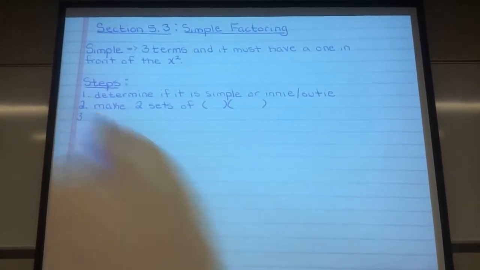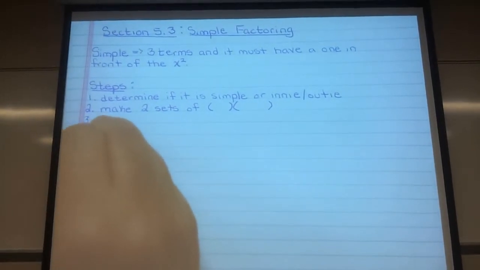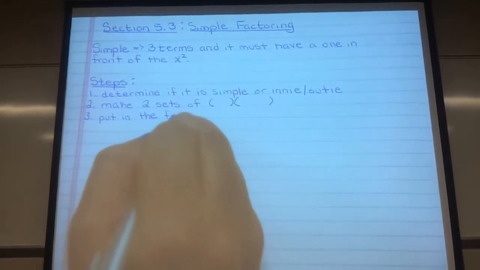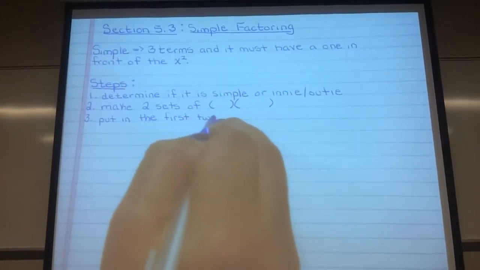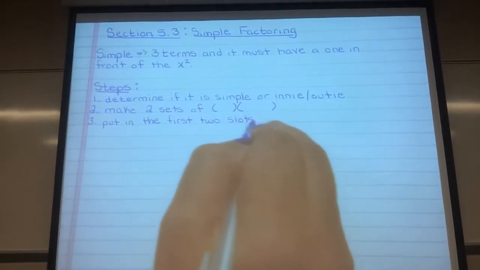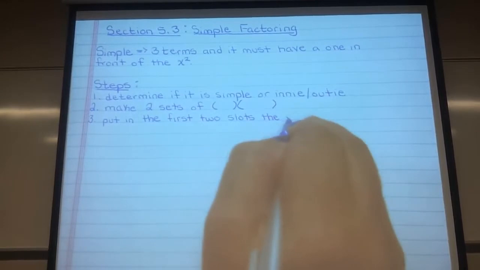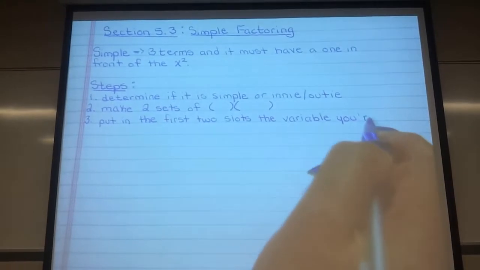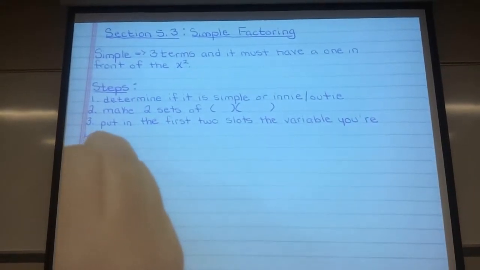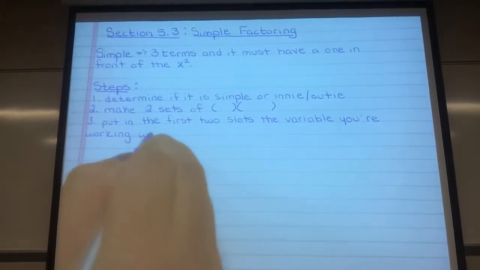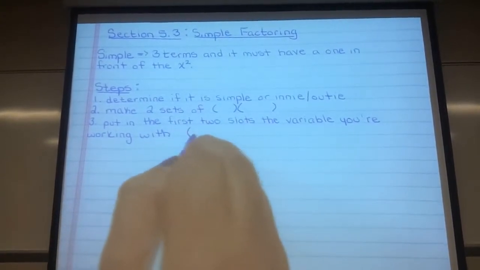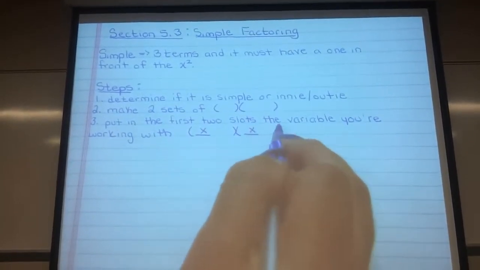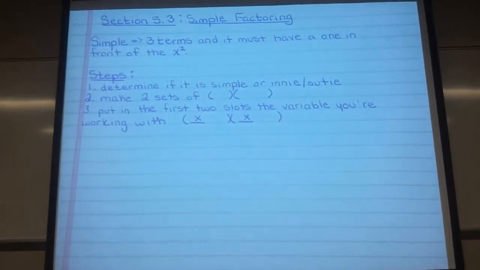Step 3. Put in the first 2 slots the variable. For example, let's say we're working with x, you're going to put an x here and put an x here. So that's what I mean by the first 2 slots. And that's why it has to be squared.